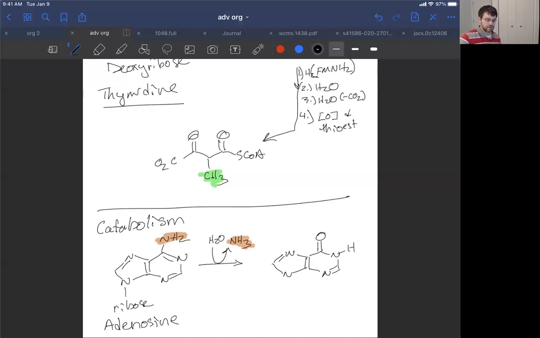So we've swapped the NH2 for an oxygen, then we underwent tautomerization. Okay, now we're still connected down here to our sugar. Now this molecule is called inosine.